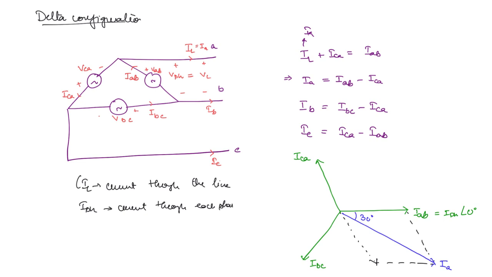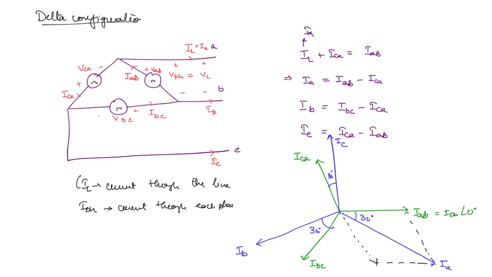Now IA is lagging IAB by 30 degrees. Similarly, you will have IB lagging IBC by 30 degrees, and finally IC lagging ICA by 30 degrees. One more thing that you can see here is IA, IB and IC are also 120 degrees out of phase, and each of the magnitudes will be equal.